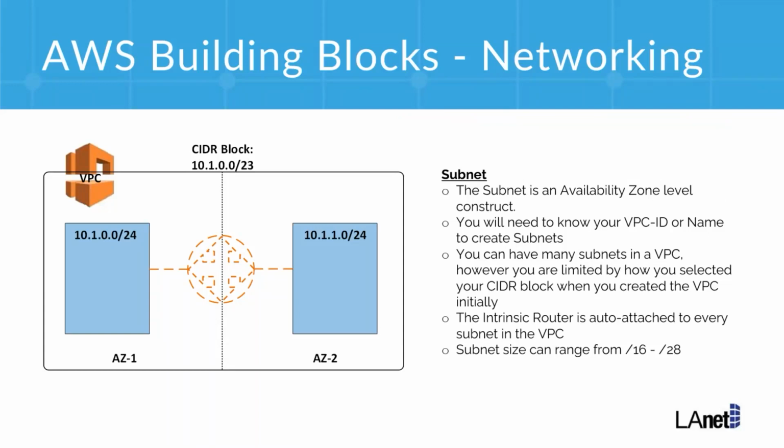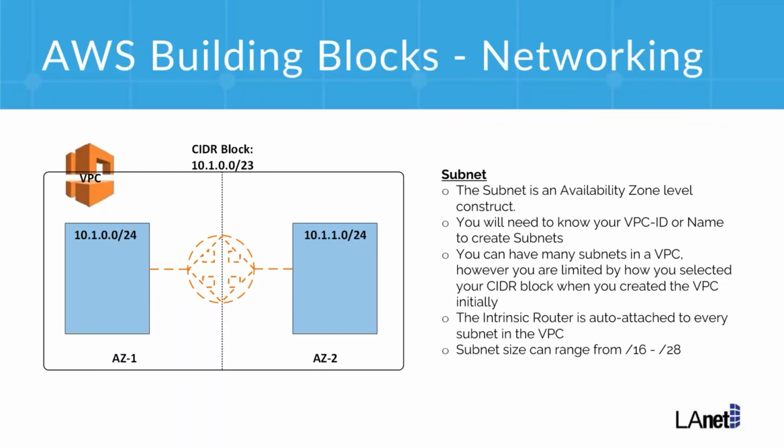So when I create a subnet, here I've created 2 of them, 10.1.0.0/24 and 10.1.1.0/24. This subnet can only live in a single AZ, and this subnet can only live in a single AZ.